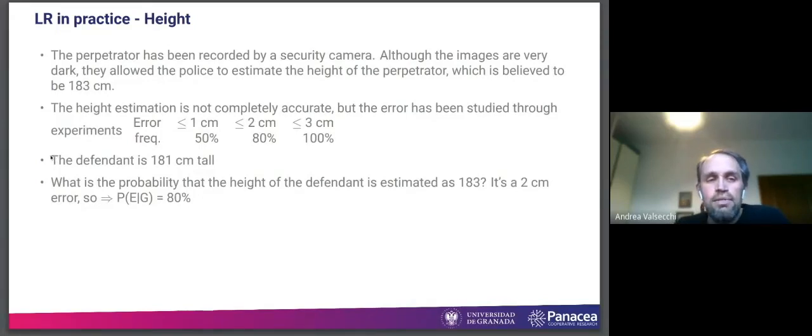And let's assume that the defendant is 181 centimeters tall. So there is a difference with the estimation of the police. But if we take into account the possible error of 2 centimeters, they become compatible, and we even know how compatible they are. The probability is 80%, right? So we already calculated the first part of the likelihood ratio.